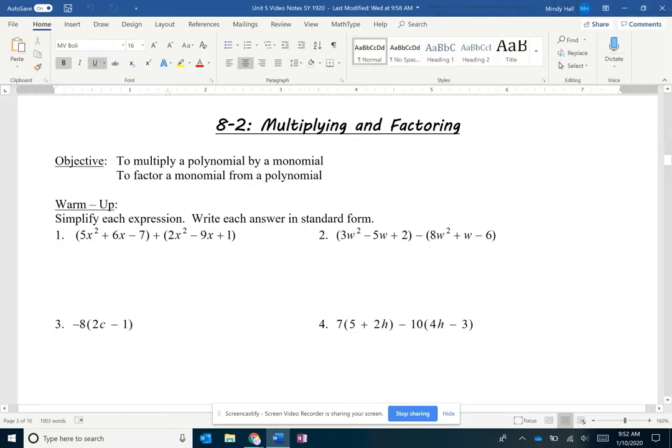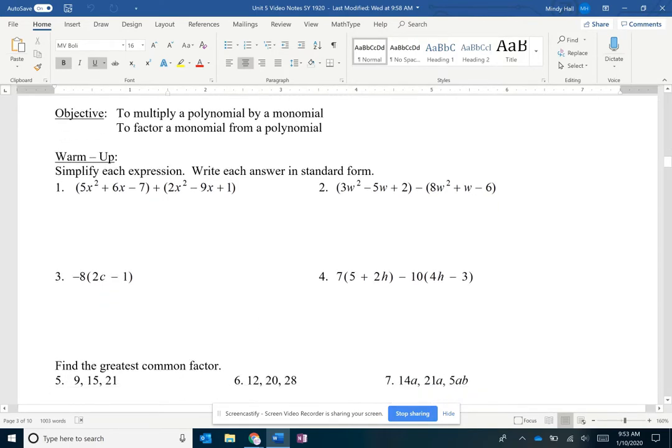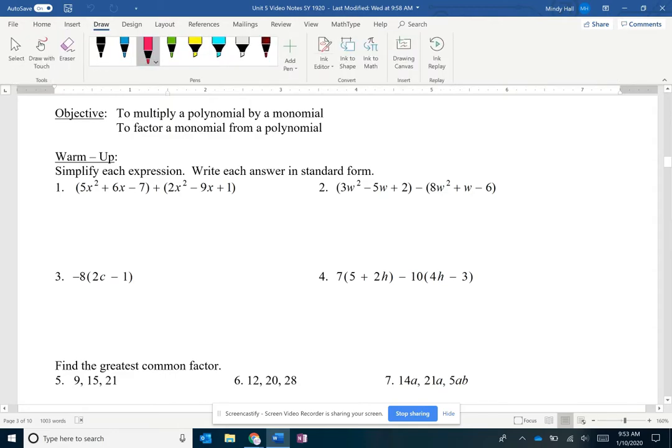Welcome to the Unit 5 lesson covering multiplying and factoring for Algebra 1. So we are really just going to multiply polynomials and learn how to factor polynomials, or at least a very simplified version of factoring for now. So starting with a warm-up, we need to simplify these expressions, and we're just adding and subtracting.